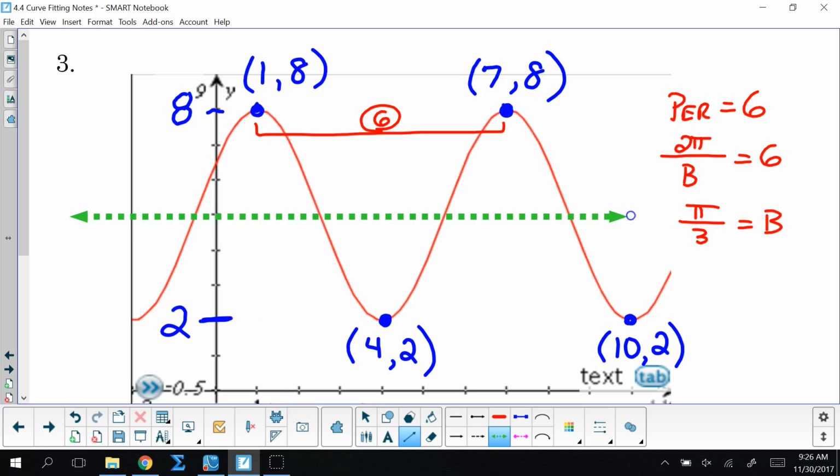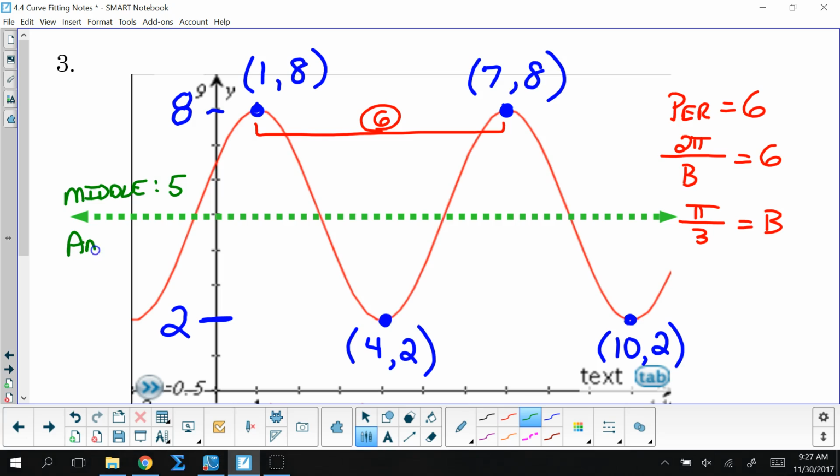Because I counted up and then divided by 2. So 8 plus 2 is 10, divided by 2 is 5? Well, I just counted 2 to 8 and then I divided by 2. Okay, so 6 total distance divided by 2 gave me an amplitude of 3. Okay, I like that. So my middle here then, you said was at 5, which makes my amplitude 3. Okay, that's 2 more things that we need.